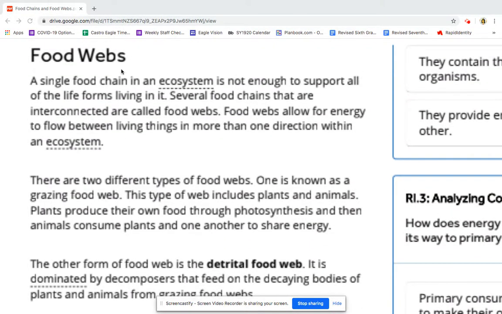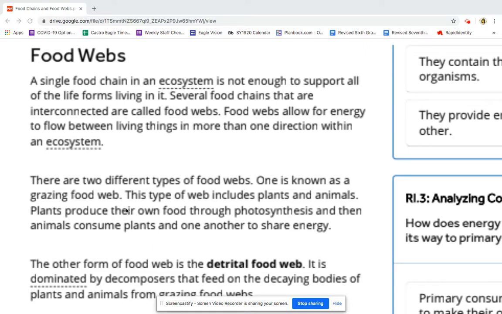Food webs. A single food chain in an ecosystem is not enough to support all of the life forms living in it. Several food chains that are interconnected are called food webs. Food webs allow for energy to flow between living things in more than one direction within an ecosystem. There are two different types of food webs.